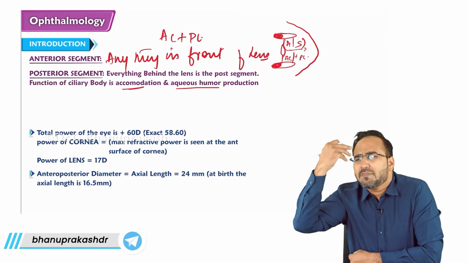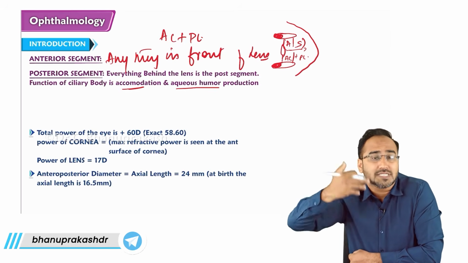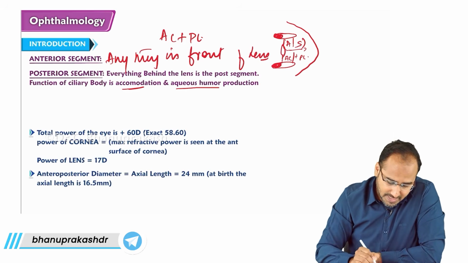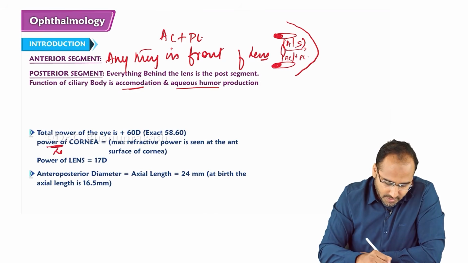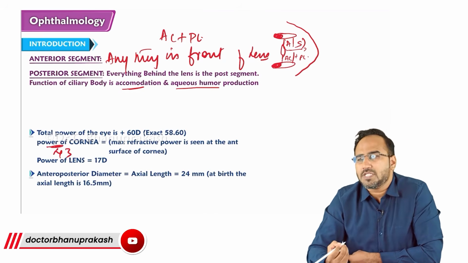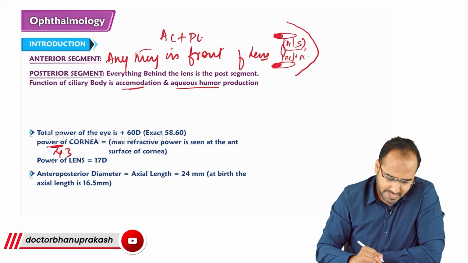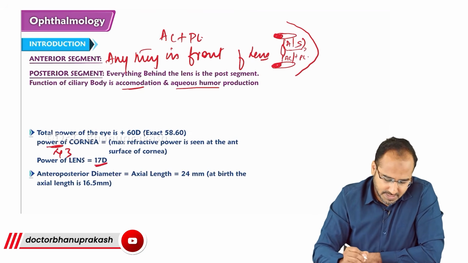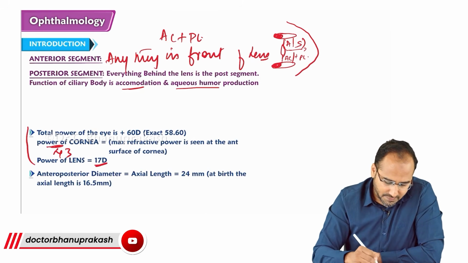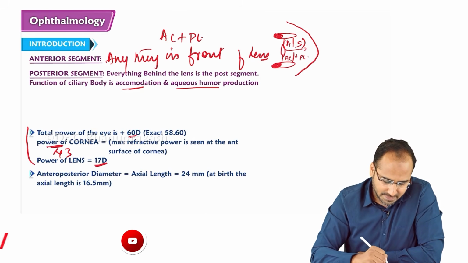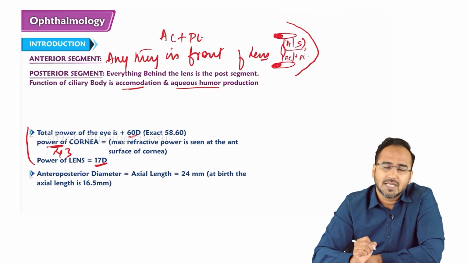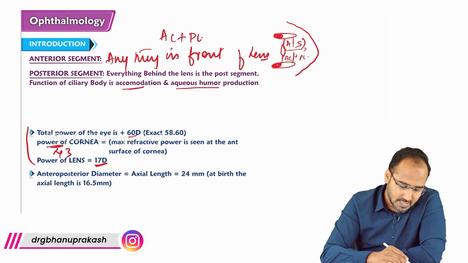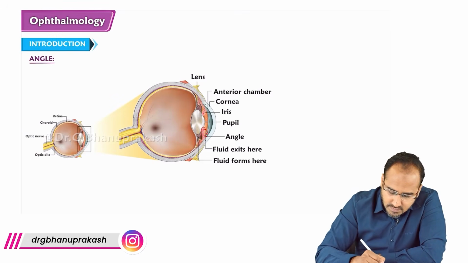So remember, guys, the total power of the eye is 60 diopters. In that, 43 diopters is of the cornea. How much are we left with? 17 diopters. 17 diopters is of the lens. The total power of the eye is 60 diopters; 43 diopters is the cornea and 17 diopters is the lens.